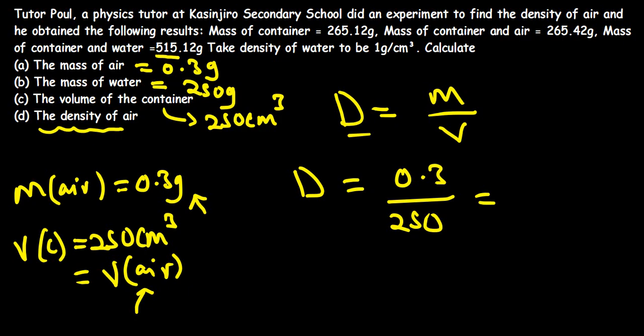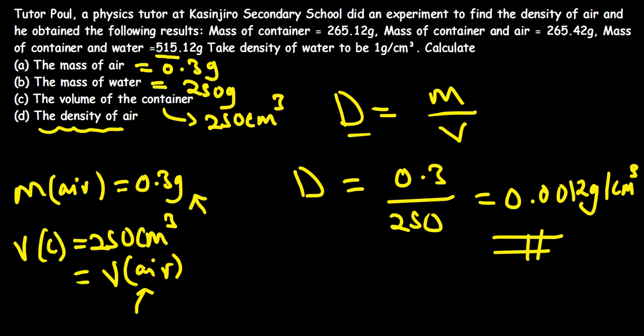So what will be our density? You just get those two values and punch them on your calculator. So we have 0.3, and I'm dividing by 250. So I'm going to get my density as 0.0012 grams per cubic centimeter. So this here is the density, and that's all for this video.